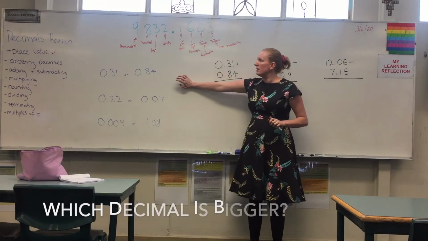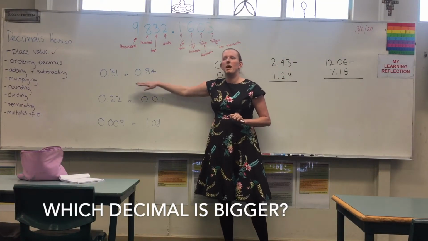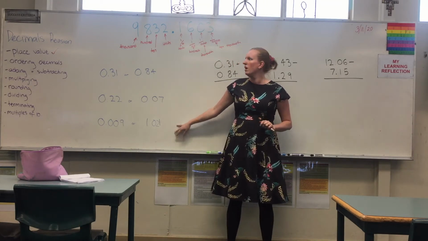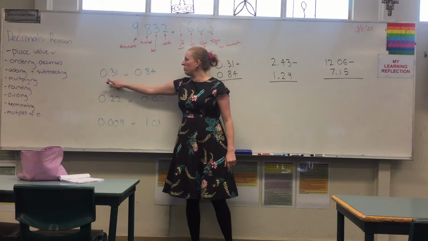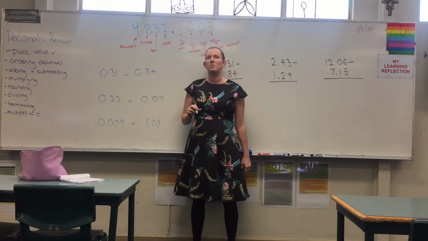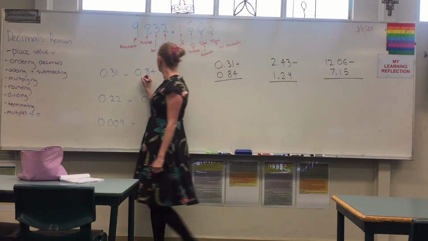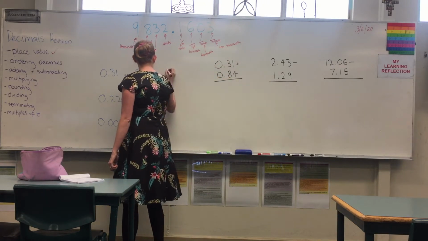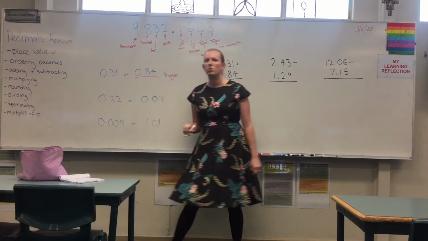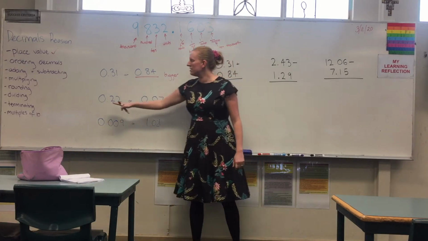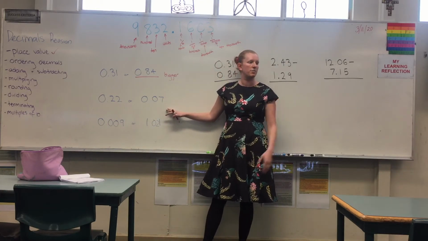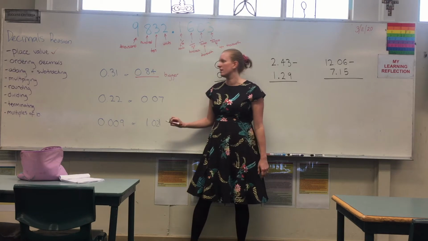So now, let's figure out which one is bigger and which one's smaller of these sets of decimals that are here. So, out of 0.31 and 0.84, which one's bigger? Mark. The equal one. Awesome. So I'm going to underline the one that's bigger. Great. What about 0.22 versus 0.07? Dia? Fantastic. This one's bigger.